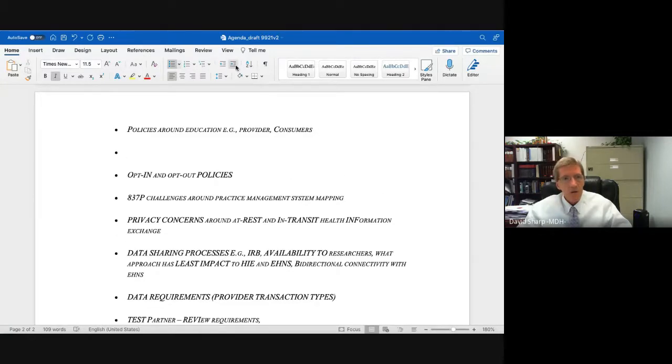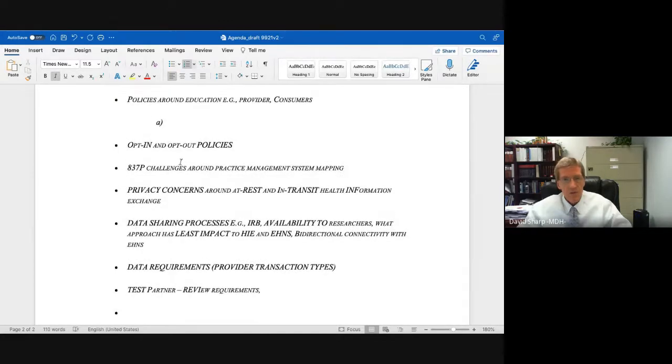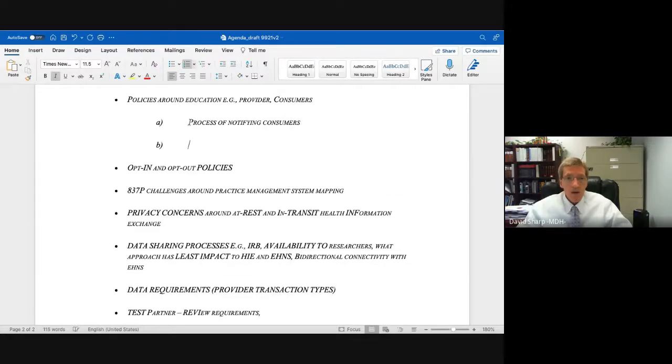So let's go back to policies around education for both providers and consumers. Are there specific items here that might come to mind? I'll throw one out. For consumers, it may be the process of notifying consumers. How do we make consumers aware of this? And on the provider side, it could be awareness building and engagement. Is there anything else in this bucket, if you will, that we want to drill down a bit further into?